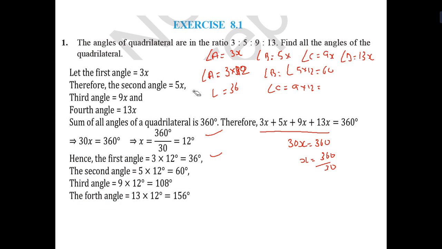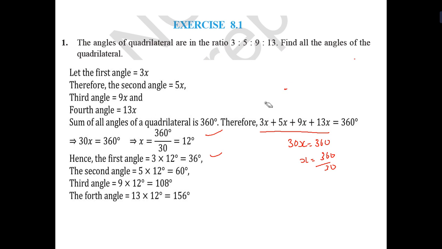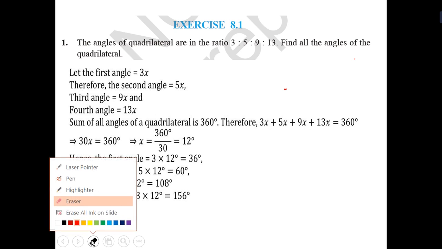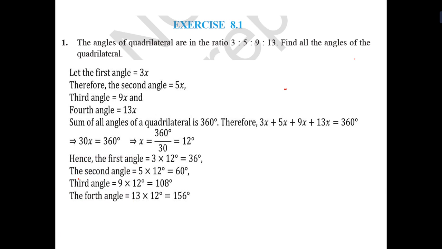That type of question is asked in the exam. The sum of the four angles of a quadrilateral is 360, we can easily understand. And when this lecture is completed, you have to also complete exercise 8.1 in your fair book.